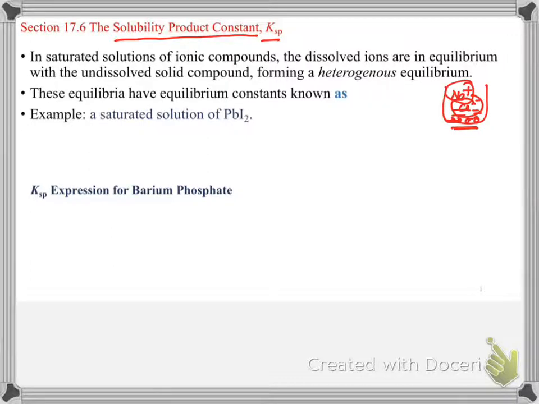a heterogeneous equilibrium. Why heterogeneous? Because salt is in the solid form, and for ions we write aqueous. These equilibria have equilibrium constants, and they are known as the solubility product constant. So for example, a saturated solution of lead iodide.